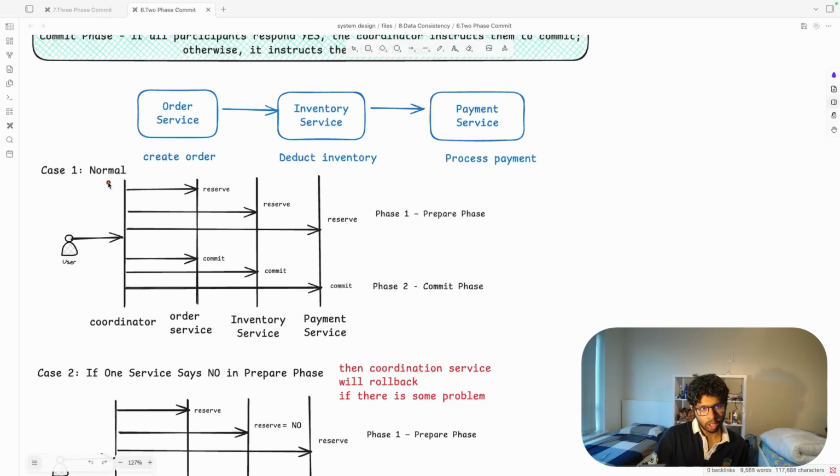Suppose first of all I take a normal case. In the preparation phase, there is going to be one coordinator, which means one central service. A user will send the request to the coordinator service. When the request reaches the coordinator, it takes control and sends the request to the order service, inventory service and our payment service.